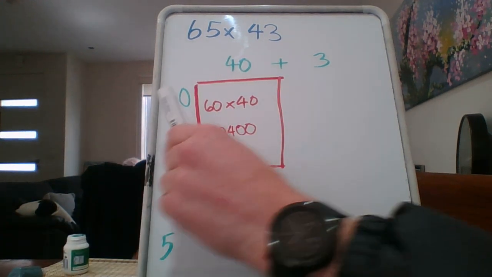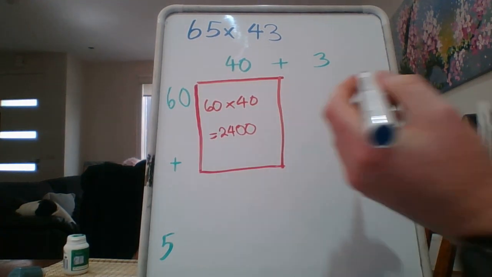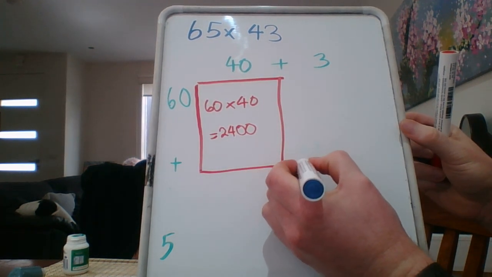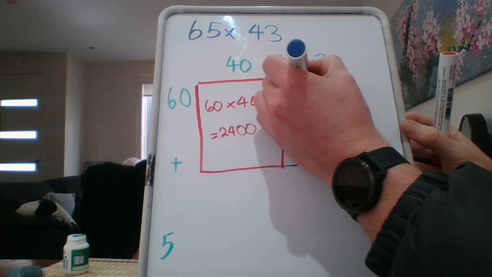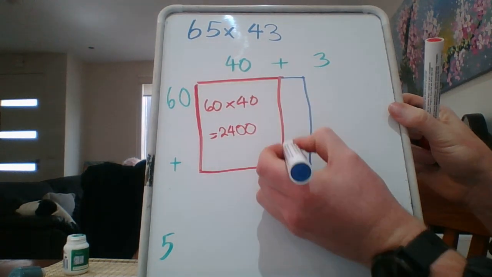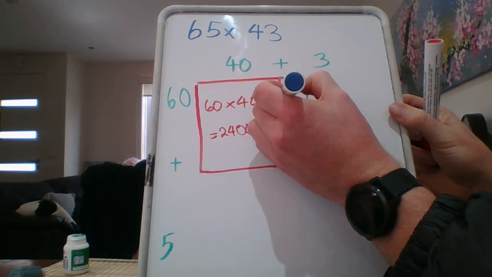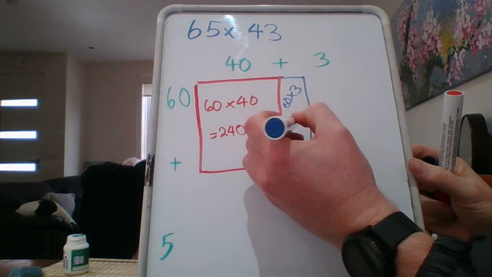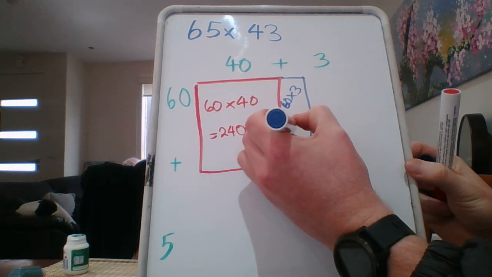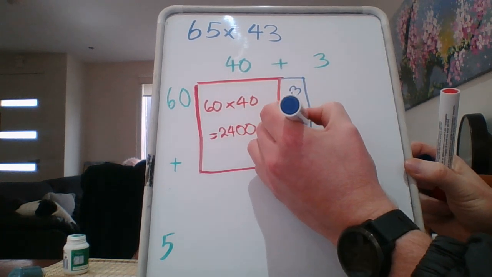For the next one, I can go across to the right. I've got 60 times 3. So I know that 60 is going to be this length down here, so I can continue that. But I'm only going to go 3 squares across. So maybe something like this. And in here, I've got 60 times 3, which I could write equals 180.